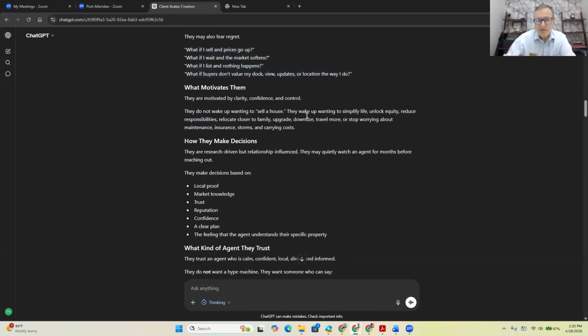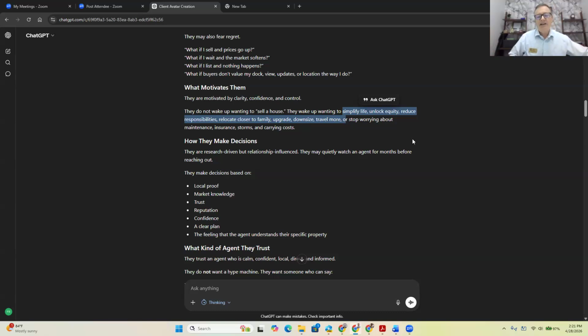What are some of their motivations, right? Are they motivated by clarity, confidence, and control? They do not wake up wanting to sell a house. They wake up wanting to simplify life, unlock equity, and reduce responsibility, right? So we've often talked about, are they motivated to sell? And these are the real motivations. I want to simplify. I want to downgrade. I want to have less stuff to worry about. I want to lower the maintenance. I want to not have to take care of the lawn every five days. I don't want to have to worry about the storms. I don't want to have to worry about carrying costs.